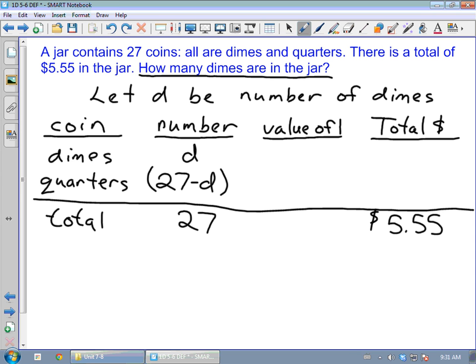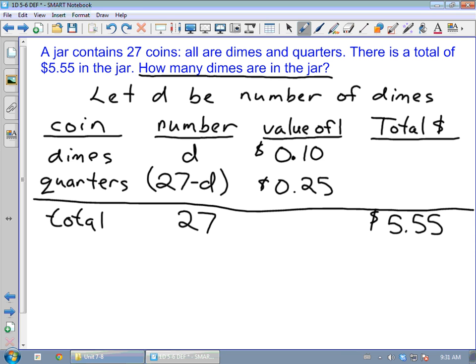Our next column here, the value of one of these. Well, how much is a dime worth? 10 cents, or in dollars, we can write that as 0.10. I'm going to use dollars because down here, when they gave us the total amount of money, they gave it to us in dollars. How much is a quarter worth? $0.25, or 25 cents. I'm going to do $0.25 because, again, they gave us everything in dollars.